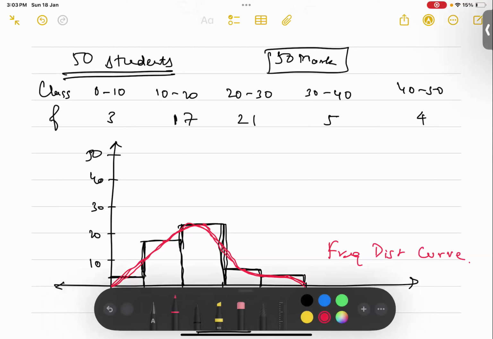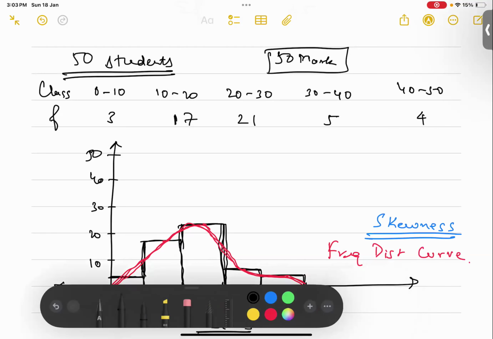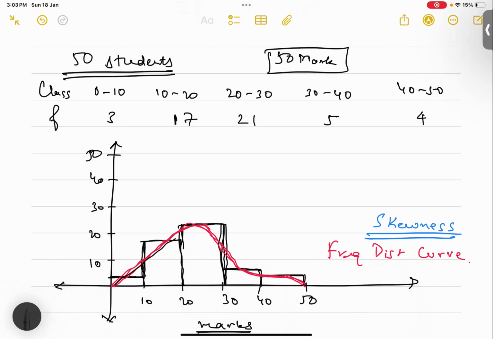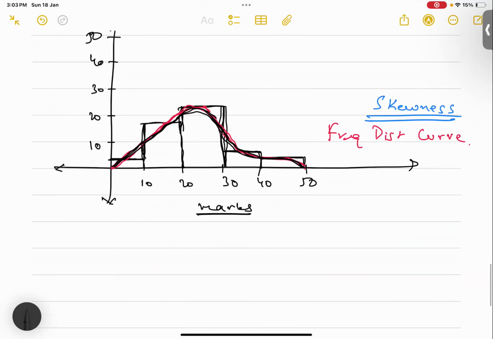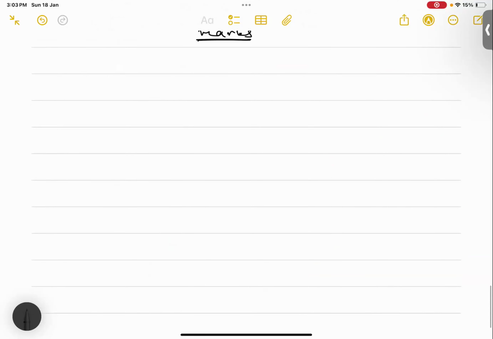Now skewness, the topic. And kurtosis as well. In skewness and kurtosis, what we do is we understand the nature of this curve, how the curve is. We understand that using these two topics, skewness and kurtosis. Now precisely we will understand what is skewness.